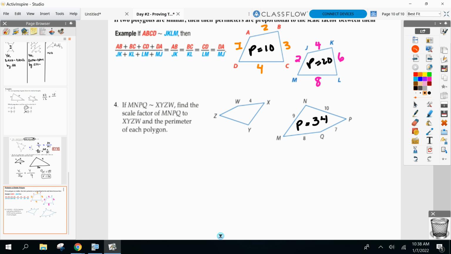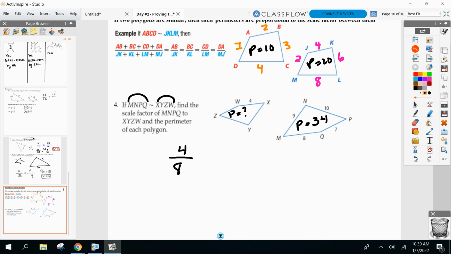Everyone's 34? All right, now how can I find the perimeter of this smaller one here without knowing 3 of the sides and only knowing 1? What did we just learn above? The ratio of the sides. All right, so what's 4 matching up with then? How do I know it matches up with 8? I can't visually do it. WX would match up with QM.